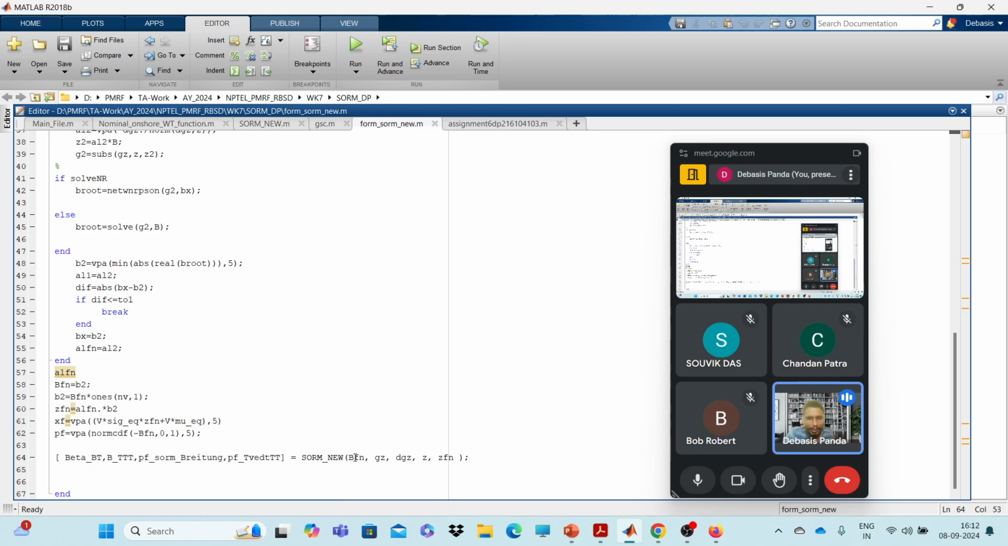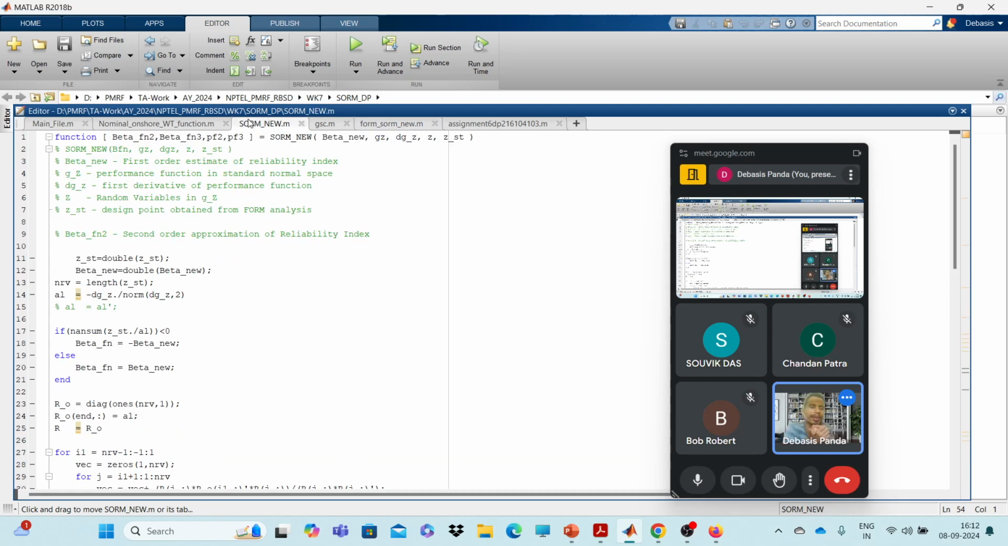In the SORM function file we are providing the beta, which I am getting from here itself. Gz I am already providing. DZZ, that means the final Gz values, I am already getting from this FORM code, and ZFN, the final design points. Look, the ZFNs are already there. Now I am calling this. That means from the initial input, first it solved the first order reliability problem, getting the beta, alpha, and the z value. Now it is calling the second order reliability code. What was the second order reliability code? SORM new here. That is the function file for the second order reliability method using Breitung.